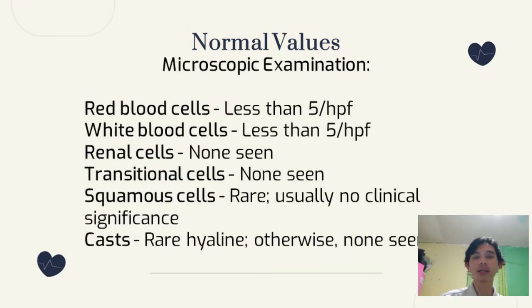For the microscopic examination, the values for red blood cells should be less than 5 per high power field. For white blood cells, less than 5 HPF. For the renal cells, there should be none. For the transitional cells, there should be none. For squamous cells, rare and usually of no clinical significance. For casts, rare hyaline, otherwise none seen.